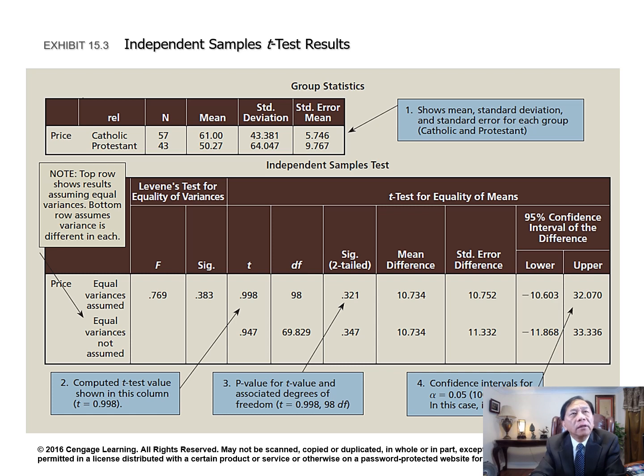So this is the independent sample t-test results. What are we looking at here? Okay. See here, it shows equal variance assumed, equal variance not assumed.